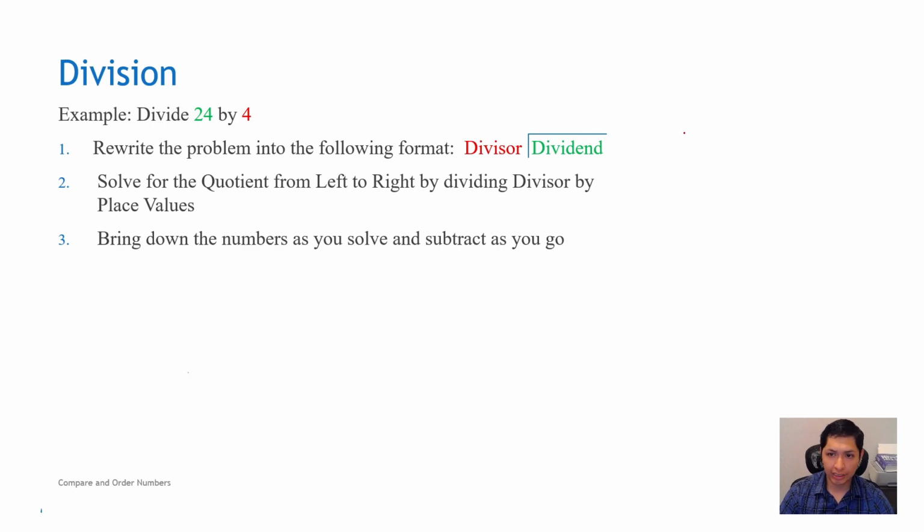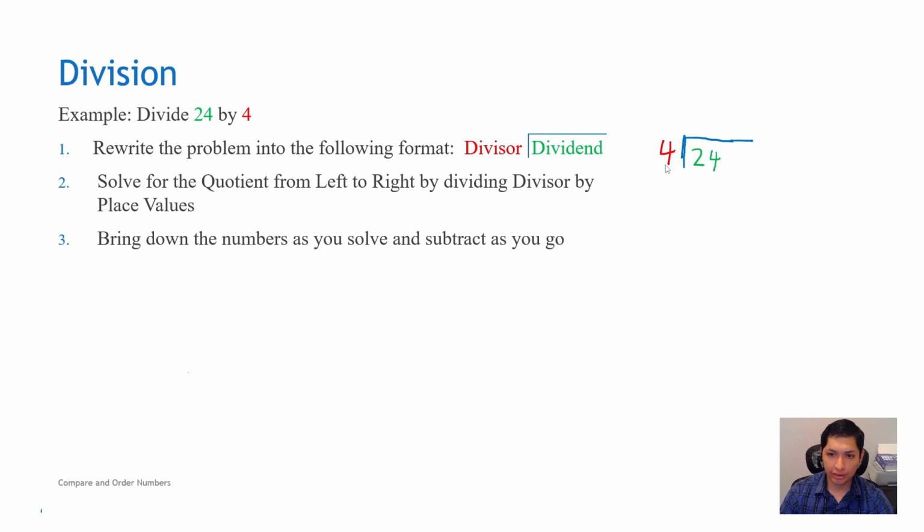So if I write out that problem as shown, then the divisor is on the outside of the house, and I'm just going to color code it to match it. I have the little house here, and then I have the dividend on the inside. So I have 4 divided into 24. You solve the quotient, which is the answer to the division problem, by going left to right, by dividing the divisor into the place values of the dividend.